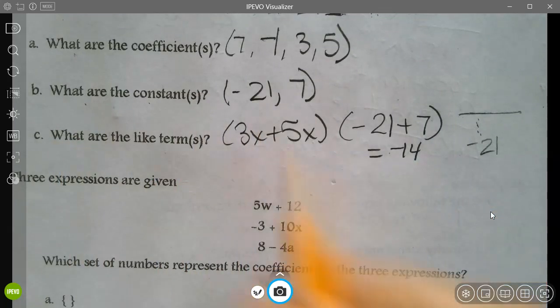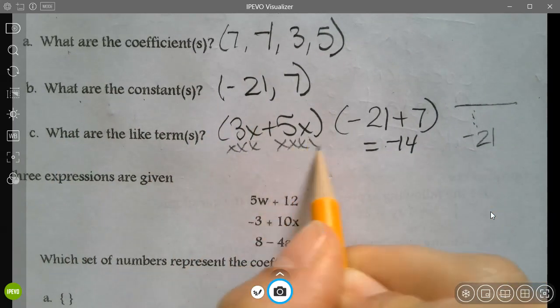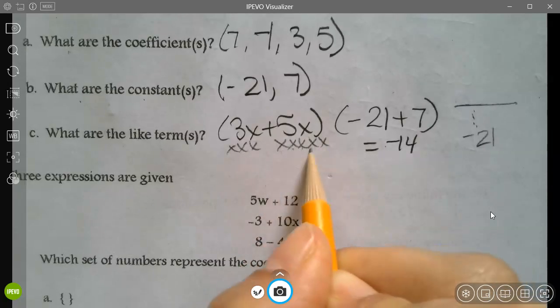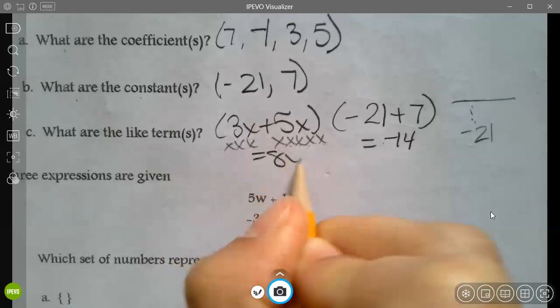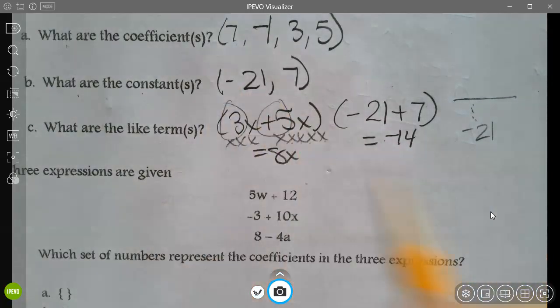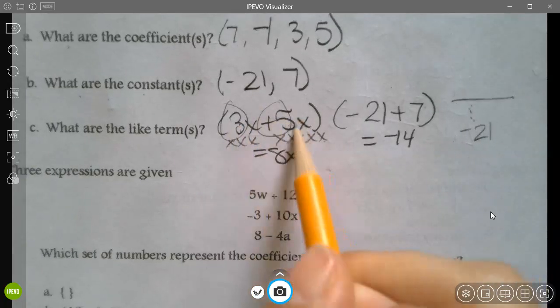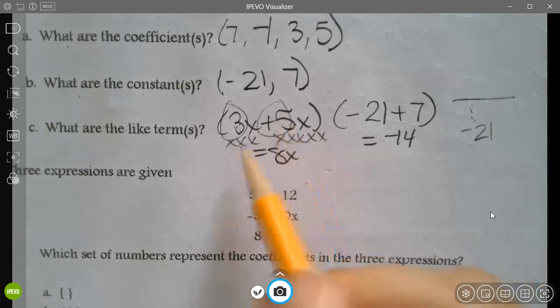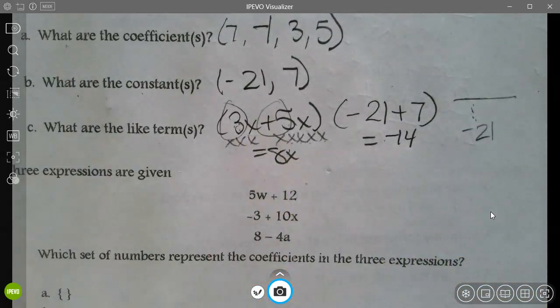And then what are my like terms? Well, I have 3 x's and I have 5 x's. 1, 2, 3, 4, 5. How many x's do I have altogether? 8x. And hopefully by now you realize all you have to do is add or subtract or whatever it tells you to the coefficients. You don't have to draw out all of your variables. I just wanted to show you how it worked.